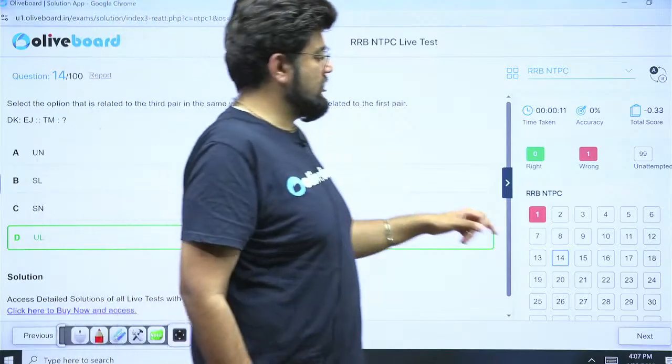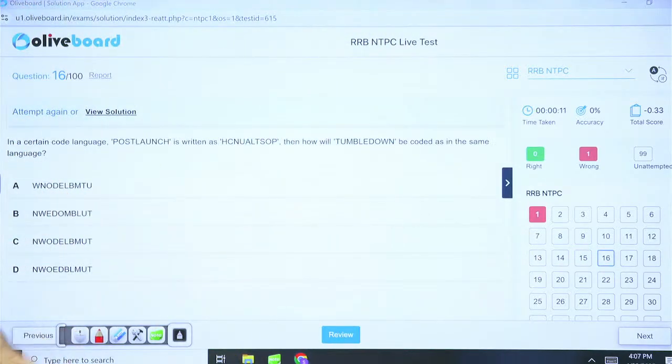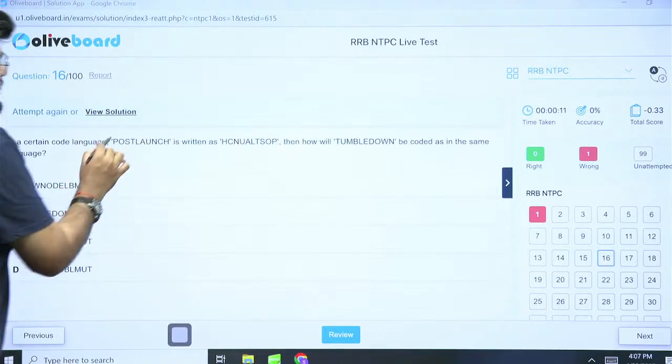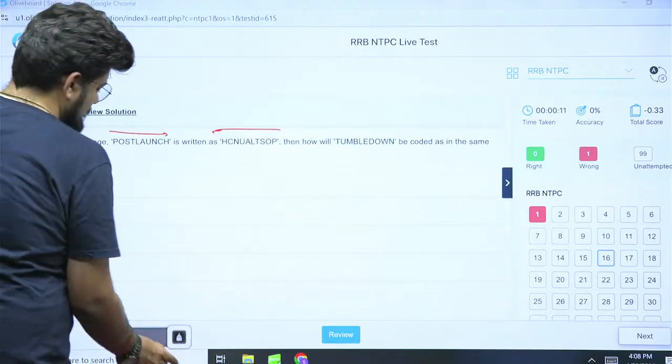Next, question number 16. In a certain code language, post launch is written as POSTLAUNCH. This is just reversed completely. Reversed means flipped, that's all. So tumble down will be written as what? NWOD, TUMBLE, tumble down. So option C is the right answer.